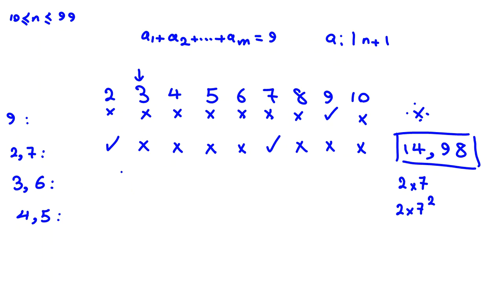Now let's check 3 and 6. Suppose the number is a multiple of only 3 and 6. Because it is a multiple of 6, it is a multiple of 2 also. So again, that's a contradiction. 4 and 5. Again, we know when it is a multiple of 4, it should be a multiple of 2 also. So that's a contradiction. So we've considered the three cases.